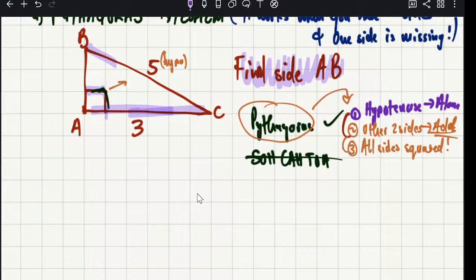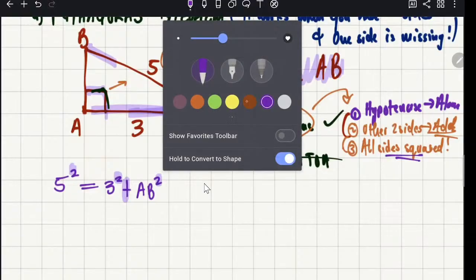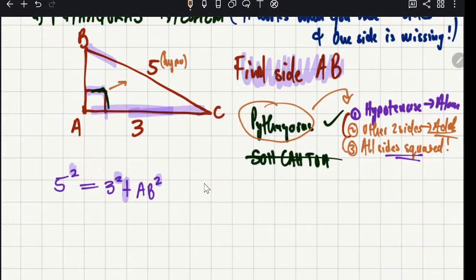Let's do it now. Hypotenuse, we have found it. We have identified it. We know that it must be alone so that we can find the missing side. So hypotenuse should be alone. 5 is alone. And make it squared. Remember, all sides should be squared. Then it is equal to the other two sides must add, which is going to be 3, and it must be squared, plus this other side here, which is AB, which you also square. Okay, the other two sides must add. You see they are adding, and you see they are all squared. So you have done the correct Pythagoras theorem. Well done.